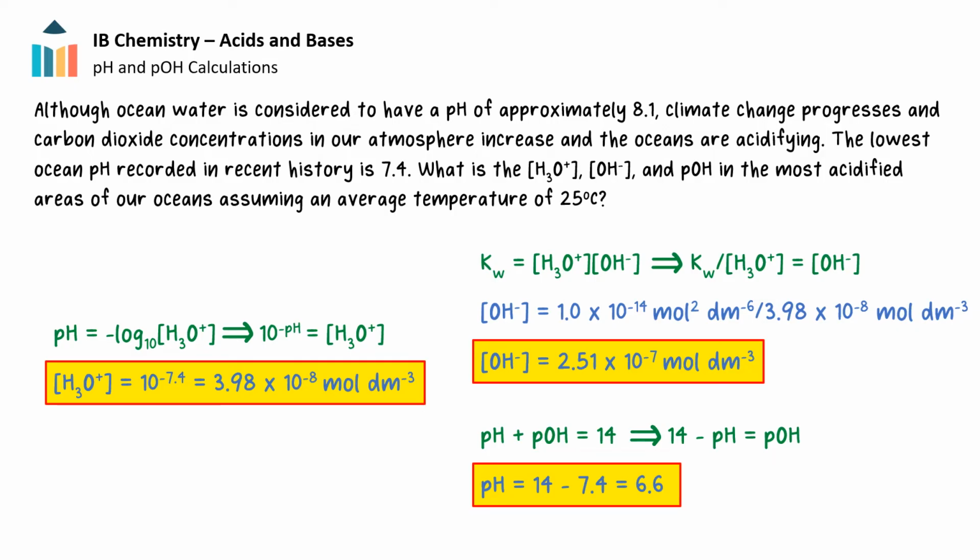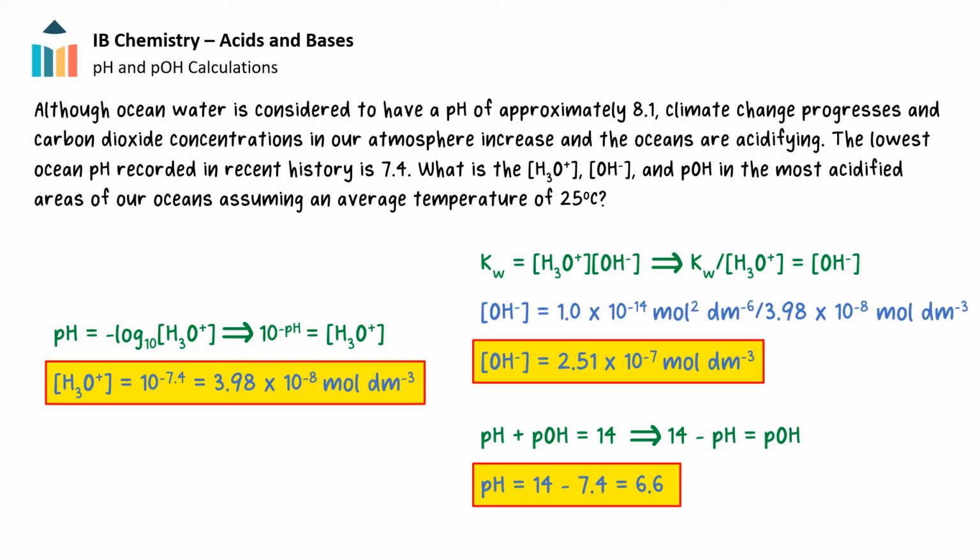We're given the pH by the question here, and we want to figure out the concentration of hydronium ions. We learned earlier that the negative log of the concentration of hydronium ions gives the pH. What we can do is get the concentration of hydronium ions if we have the pH by canceling out the log term in this expression. This is done by taking 10 to the power of the negative pH. 10 to the power of negative 7.4 gives us 3.98 times 10 to the minus 8 moles per decimeter cubed.